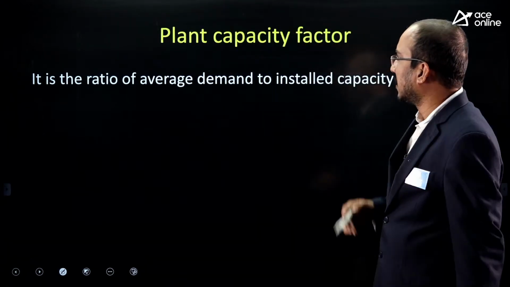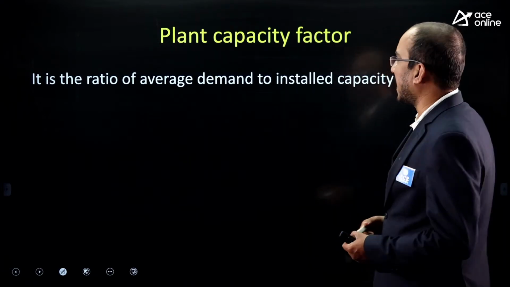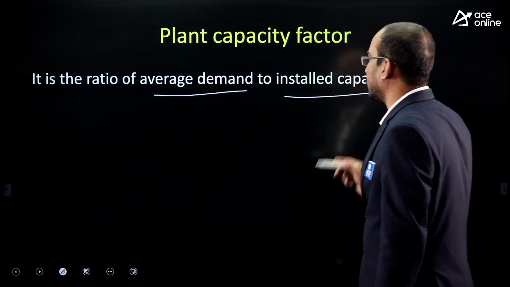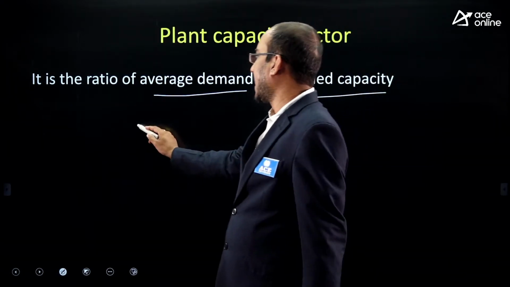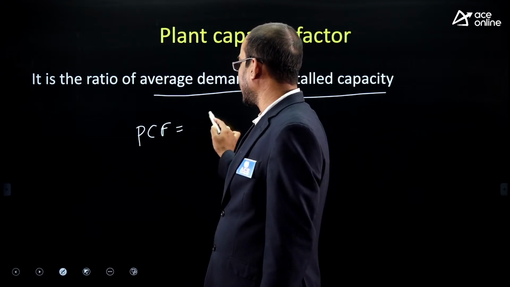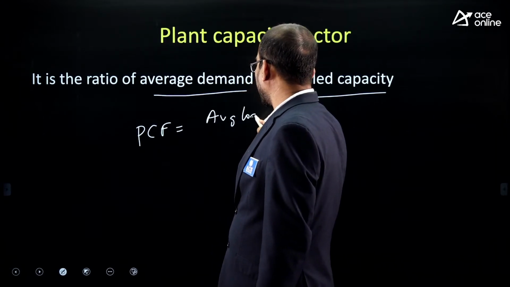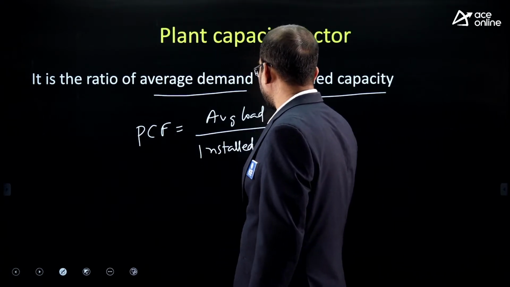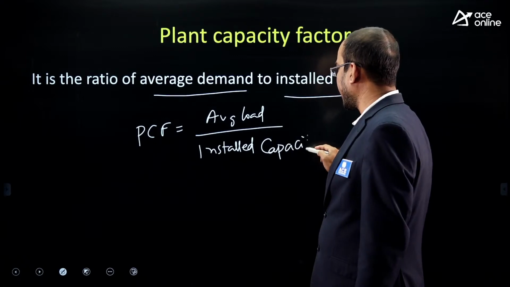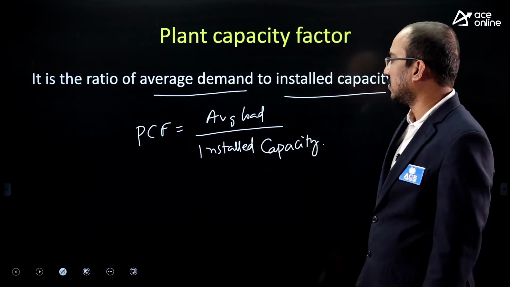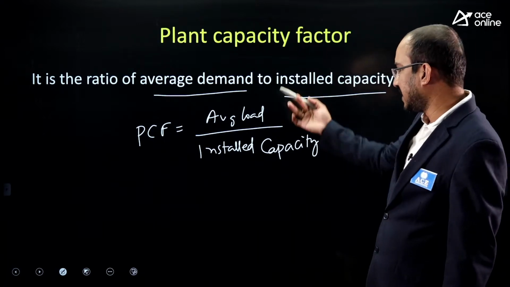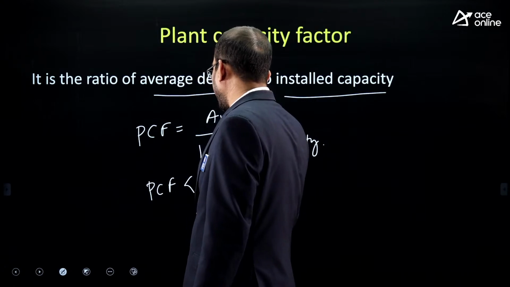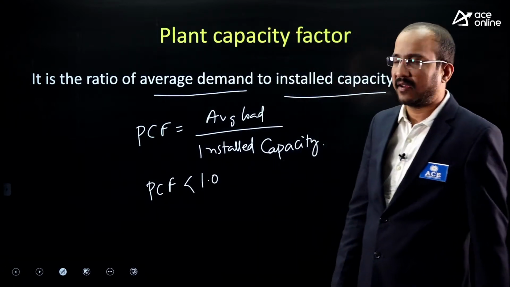Now let us observe the plant capacity factor. What does the plant capacity factor indicate? It is nothing but the ratio of average demand to installed capacity. Plant capacity factor is the ratio of average load to installed capacity. As installed capacity will be greater than the average load, the plant capacity factor will be less than 1. PCF will be less than 1.